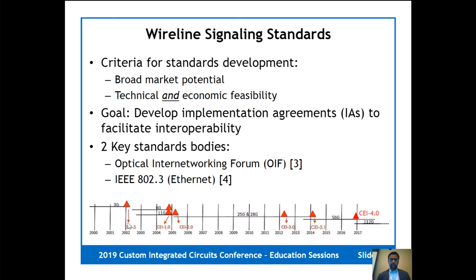And the timeline here gives you an idea of how the standards evolve, and at what pace. Over the last couple of generations, at least, we have seen a new standard take anywhere from 2 to 3 years to complete. So the CEI 4.0 standard, which was approved at the end of 2017, that's the 56 gig link standard. The 112 gig standards are actively under development, and we expect we'll see a final draft probably by the end of this year or early next year.